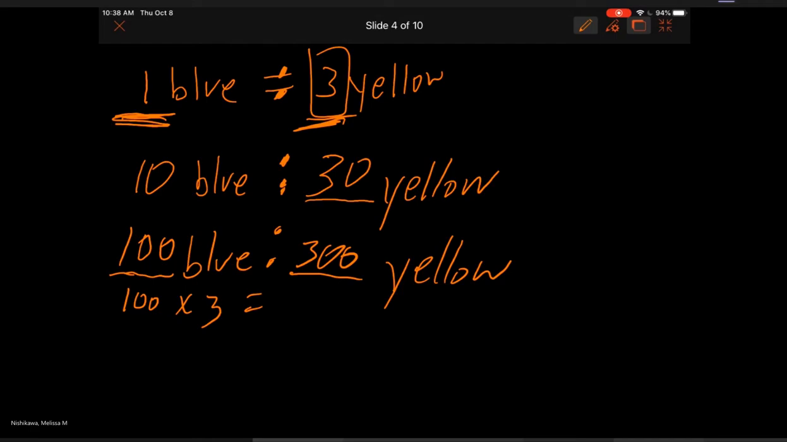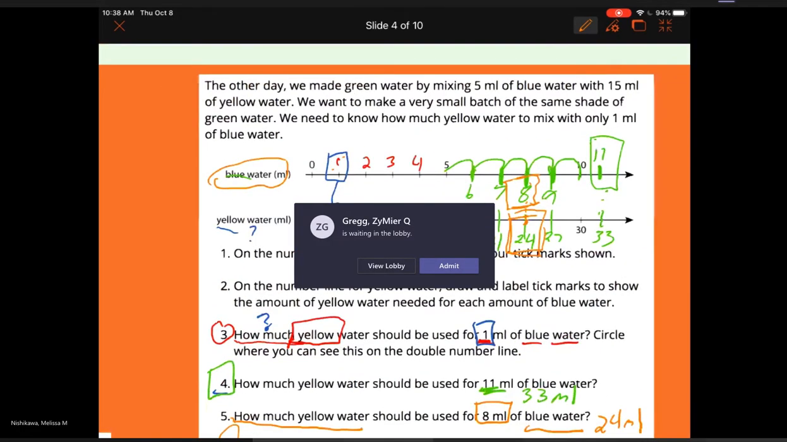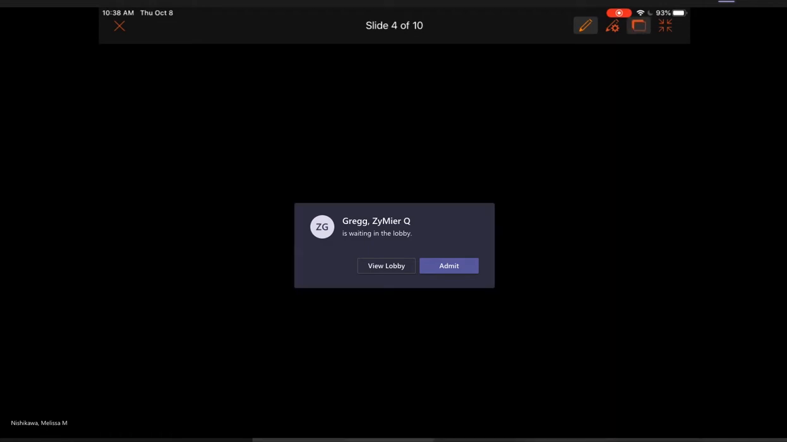Now I had to find this 1. So our original ratio up here told us 5 milliliters to 15. So we needed to find this 1. You have to reduce it down to the 1 in order to do this. But once you find the 1 and how many blue water and how many yellow water goes with it, then you can just do the math. So if I know I have 1 blue water to 3 yellow water.